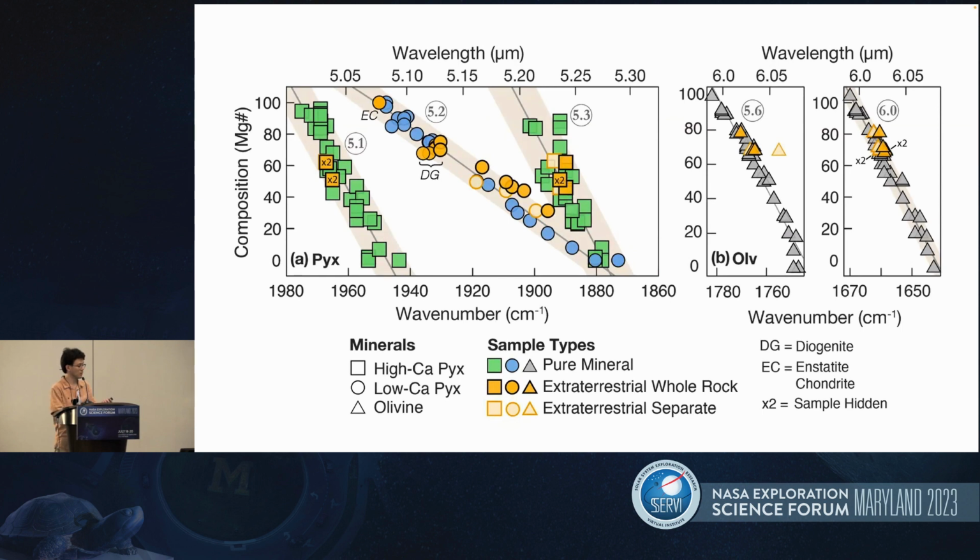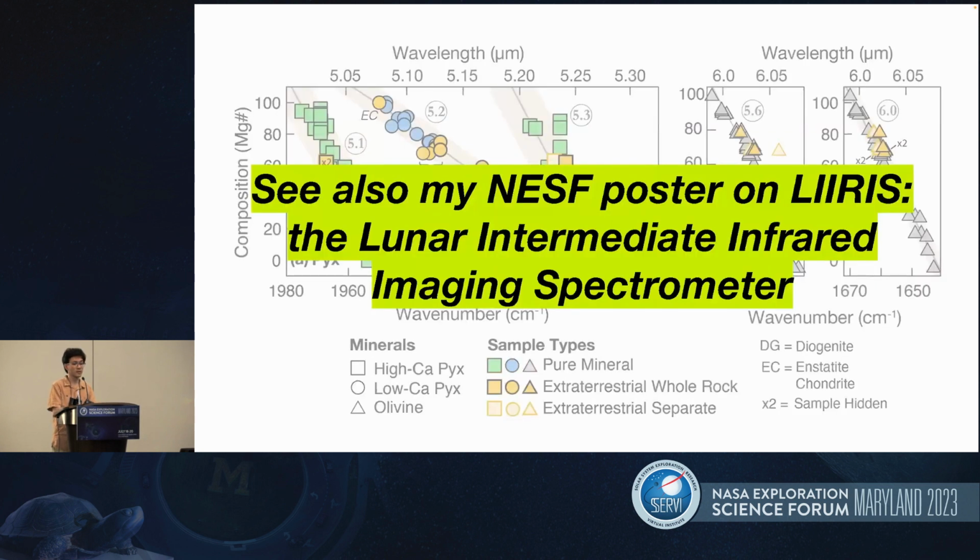And what's most significant about this graph is that we see a broad degree of agreement between the trends that we established earlier and samples that cover a wide range of rock types that we would expect to encounter on the Moon.